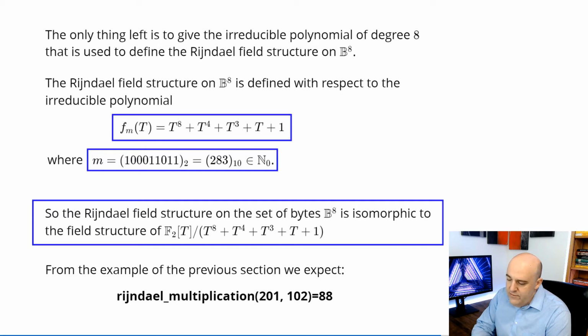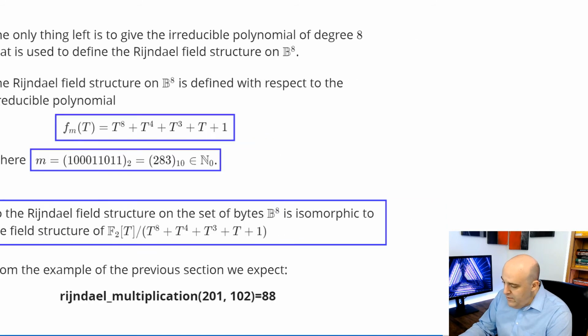So the Rijndael field structure on the set of bytes, B8, is really isomorphic to the field structure given by this quotient ring, which is actually a field, F2 of t mod out by that 8th degree polynomial. Now, if we took a different 8th degree polynomial, as long as it's still irreducible, that quotient will still provide another field structure, which will be isomorphic to the Rijndael field structure. But for what we're doing here, we really do need to use this specific polynomial. All of the Rijndael S-box is defined with respect to this specific polynomial. So according to what we've done, just to write a function to implement this, if we put in 201 and 102, those integers we saw before, when we multiplied those polynomials, we should get 88 back out, right? Because after we reduced down, if you remember, we got 88 out.